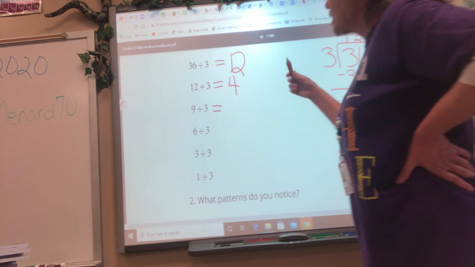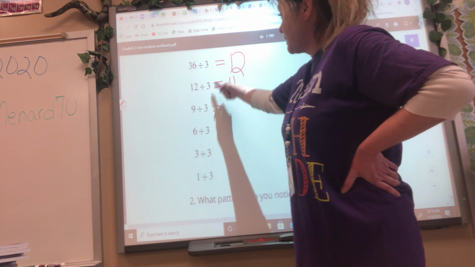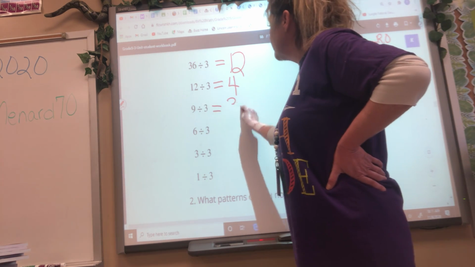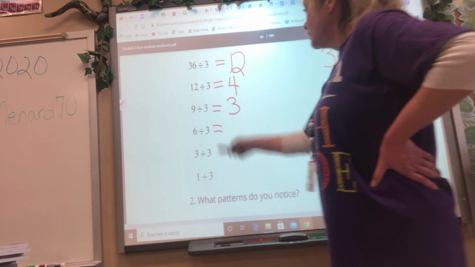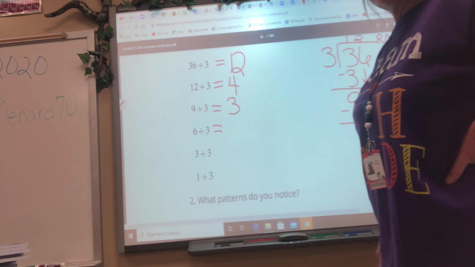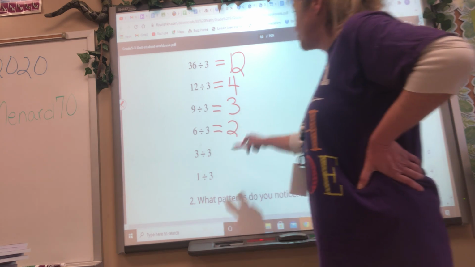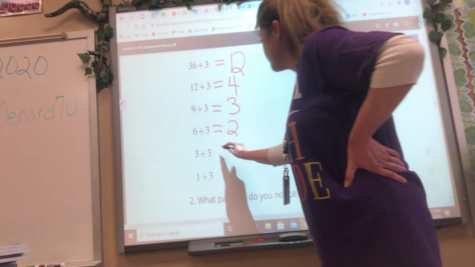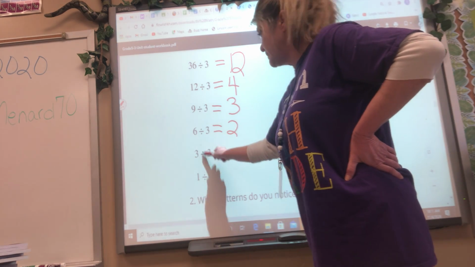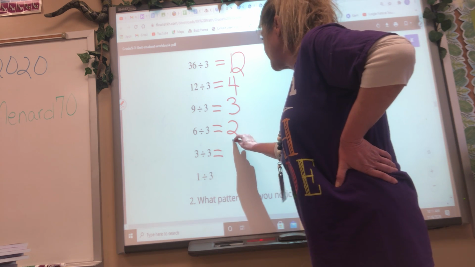So if we look at this one, following our pattern, this should be lower dividend, same divisor. My number should continue to go down. 9 divided by 3 is 3. Same pattern. My divisor stays the same. My dividend decreased again. So my quotient should decrease. 6 divided by 3 is 2. So my pattern is continuing. 3 divided by 3, divisor stayed the same. Dividend got lower. So quotient should get lower. So 3 divided by 3 is 1.